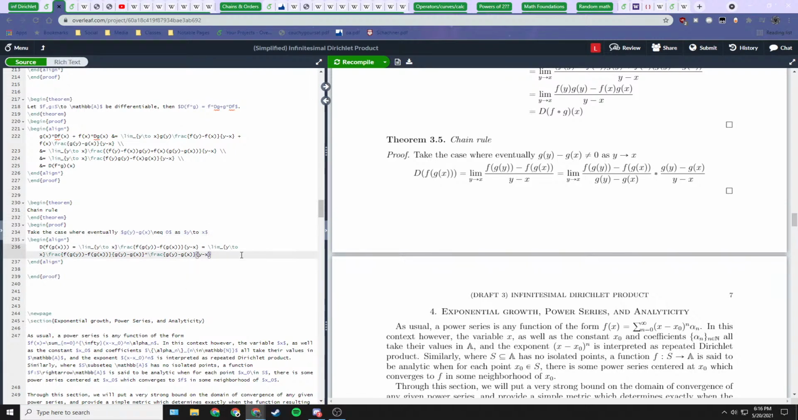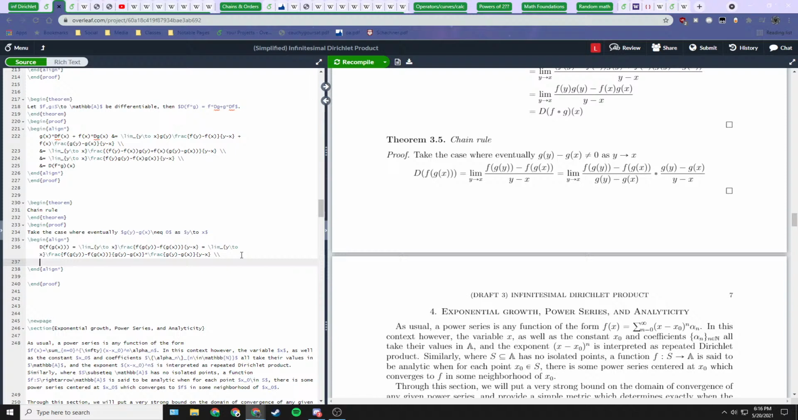Assuming these two things are convergent, then this will just end up being the first limit. So we'll have, instead of y, z going to g of x, of the fraction f of z minus f of g of x divided by z minus g of x, and we'll multiply this by the limit as y goes to x of the fraction g of y minus g of x over y minus x.